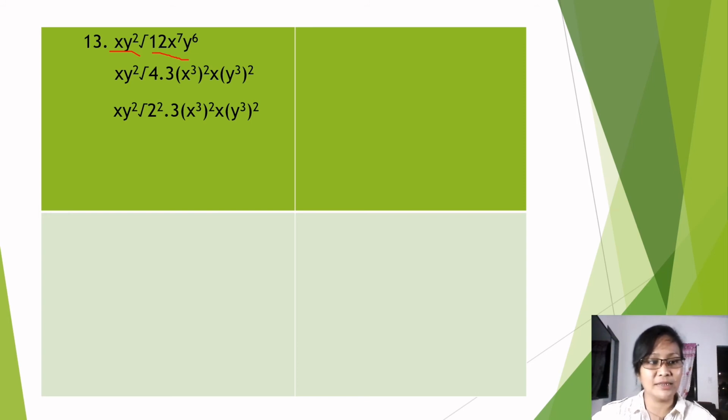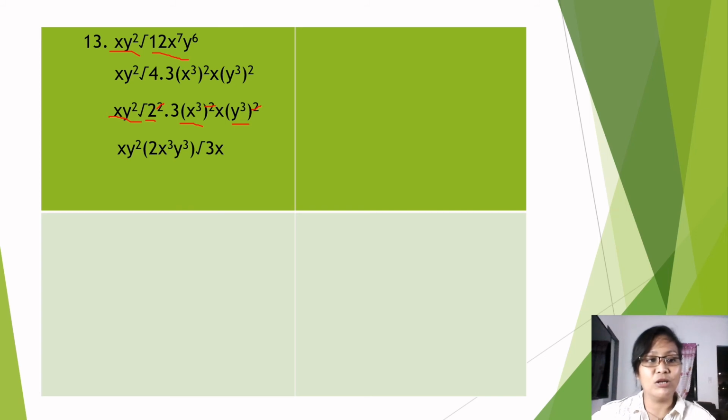Then extract the roots. So we're going to cancel the exponent 2, 2, and 2. Now we have xy squared multiplied by our perfect roots. We have 2, x cubed, and y cubed. And the non-perfect root will remain inside the radical sign. So we have square root of 3x.